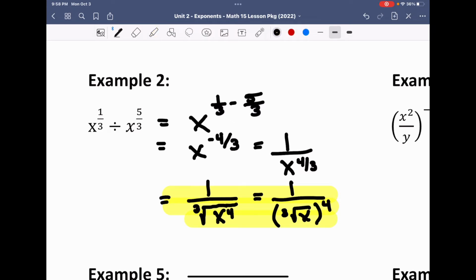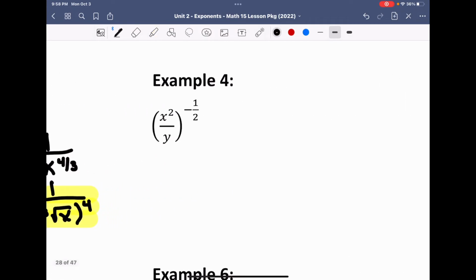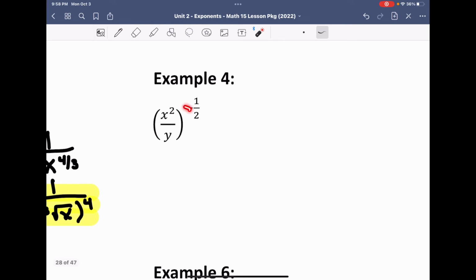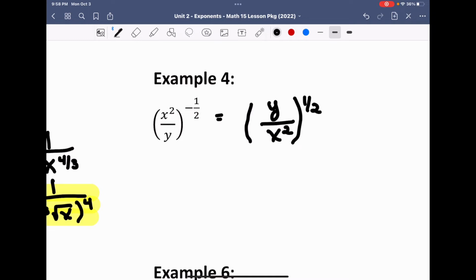All right, let's go over to example 4 now. Example 4, there's a couple ways we could do this. We could apply the power rule and distribute right away, so I could take the negative 1/2 and distribute it to both. However, what I'm going to do is I'm going to say, I have this negative in the exponent. What does that mean I do? Well, I'm going to take the reciprocal of whatever the fraction is and say y over x squared, all raised to the power of a positive 1/2. I've done the reciprocal of whatever the base is, and now I have a positive exponent.